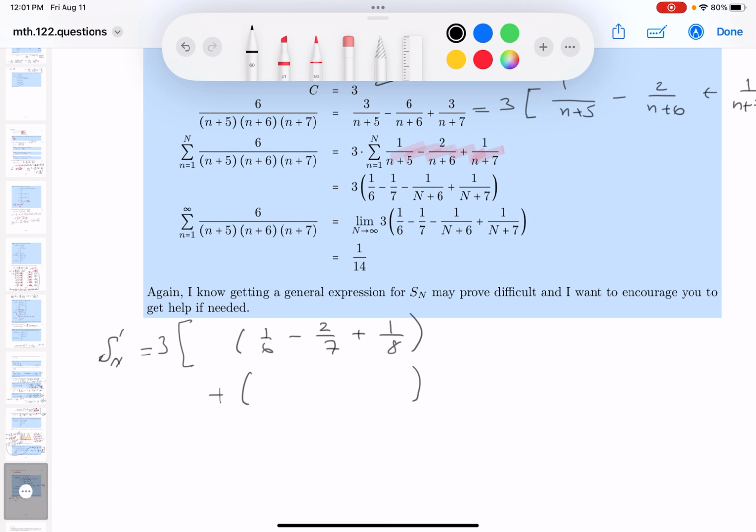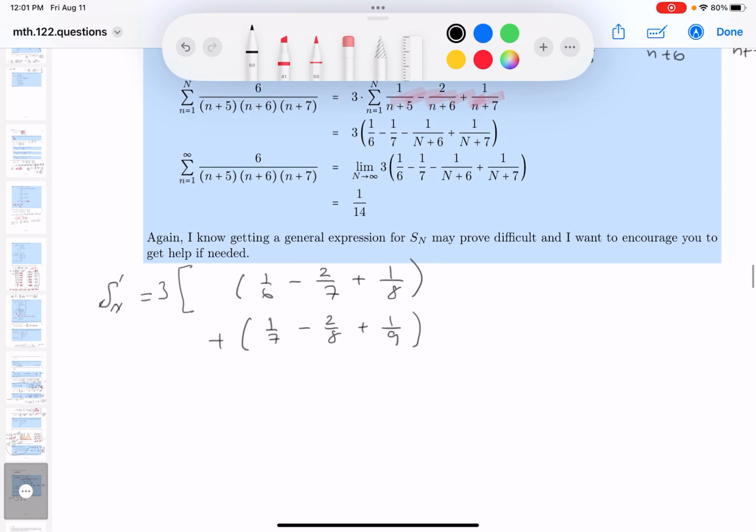Do the next one down. What I know about that is really just the bottom going up by 1. So I guess I write a few of these down. So 1/7 minus 2/8 plus 1/9. Put the next guy down: 1/8 minus 2/9 plus 1/10. Put the next one down. Again, the hope is you're going to see something that's pretty nice, by the way. I think I'm seeing something now, but let's not pretend too much.